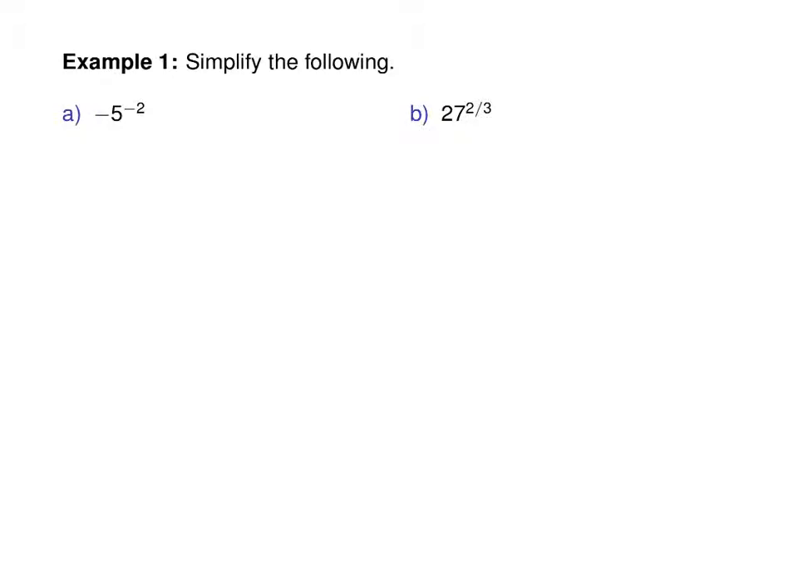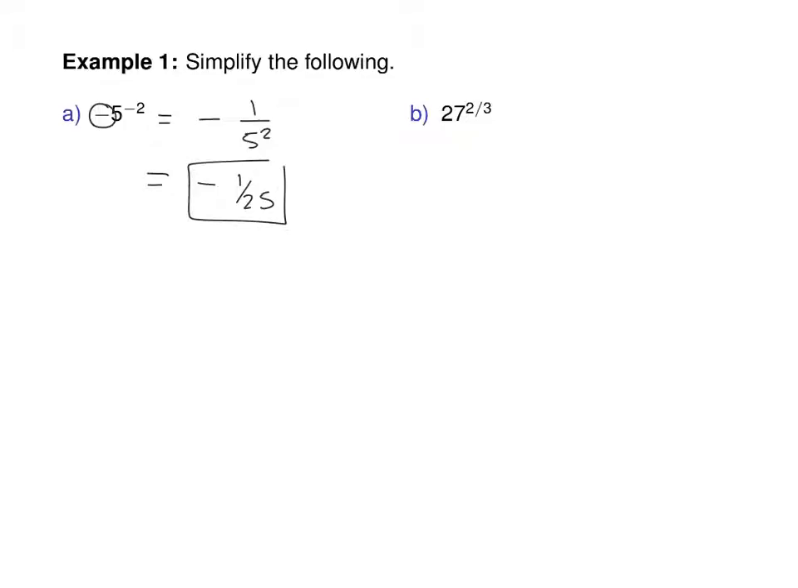So the first term was a lot of prerequisite stuff. What does the negative exponent mean here? Go to the bottom. Now, is this negative part included in the exponent? No. So it's negative 1 over 5 squared, or negative 1/25.